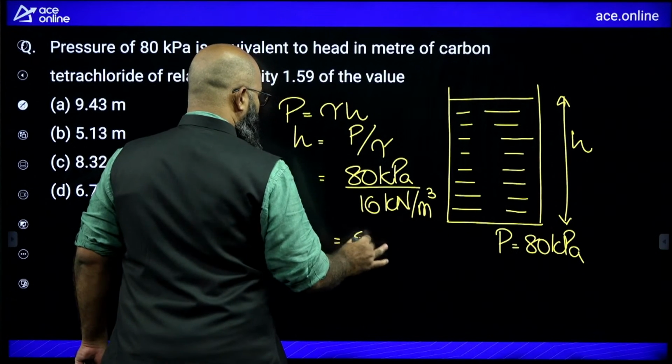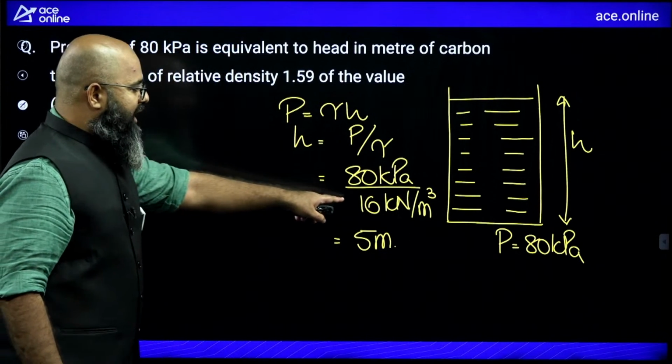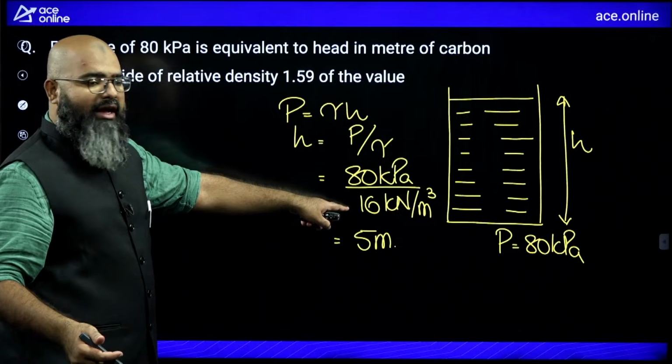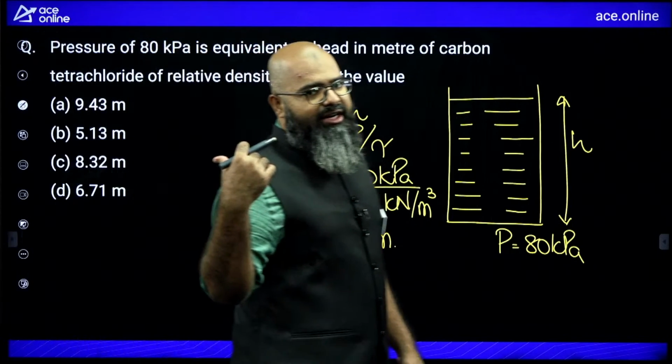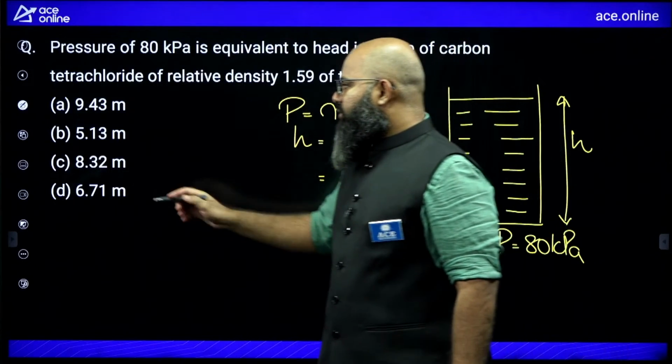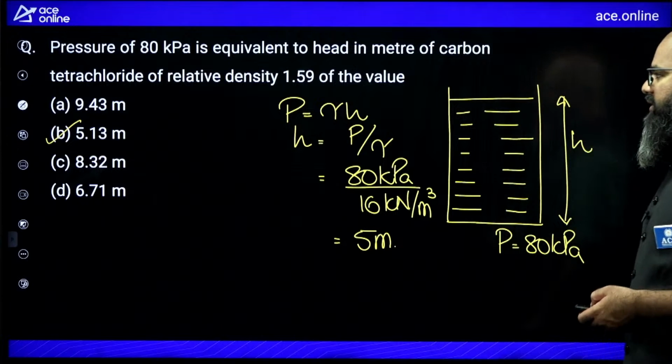This value will come out to be exact 5 meter. But if you see, this value I have taken greater than its actual value. Therefore, my answer should be slightly more than 5. And you can easily deduce which is your relevant answer over here. It should be option B, 5.13 meter. I hope it is clear. Let us move further.